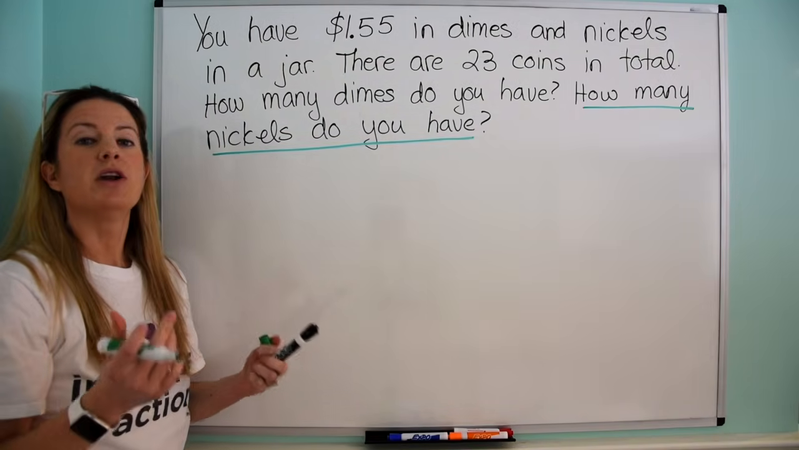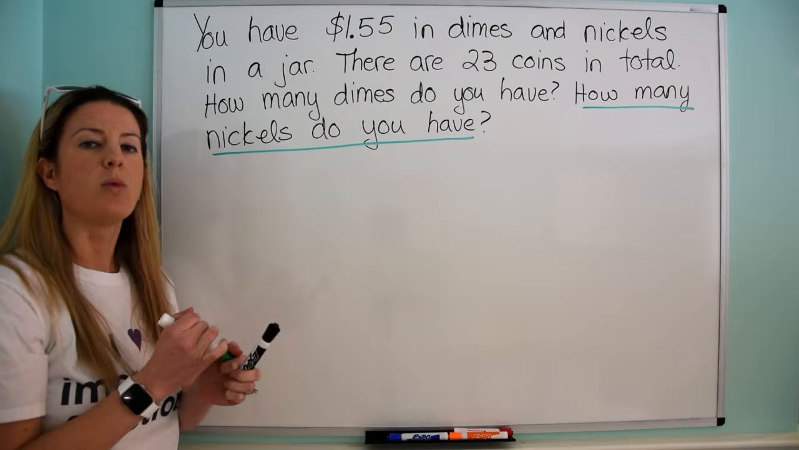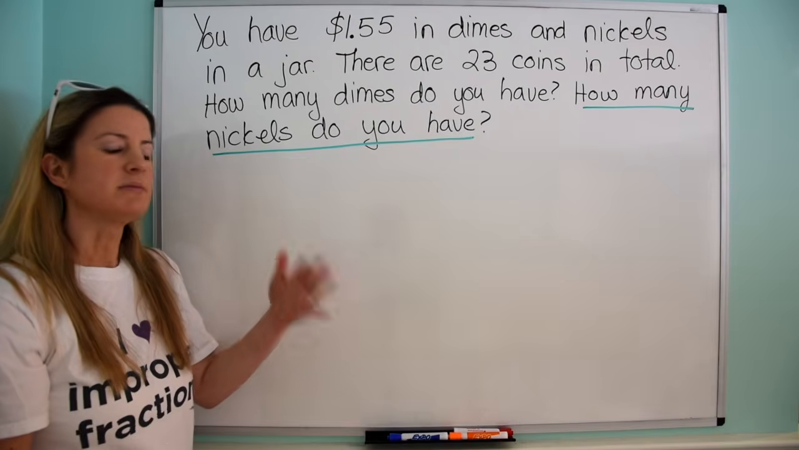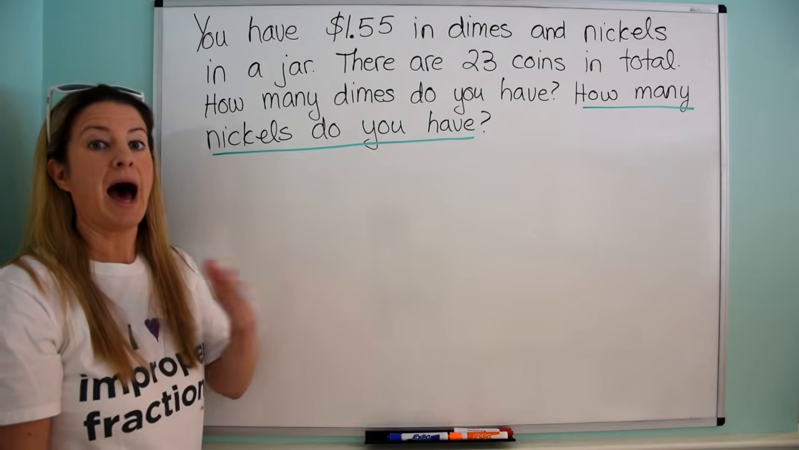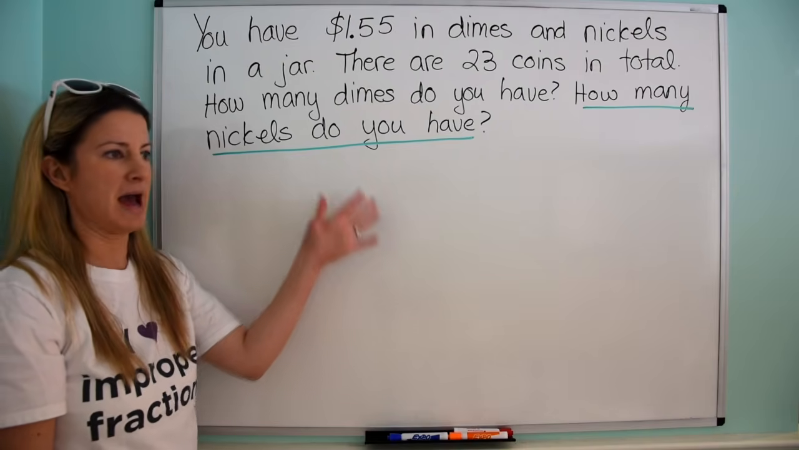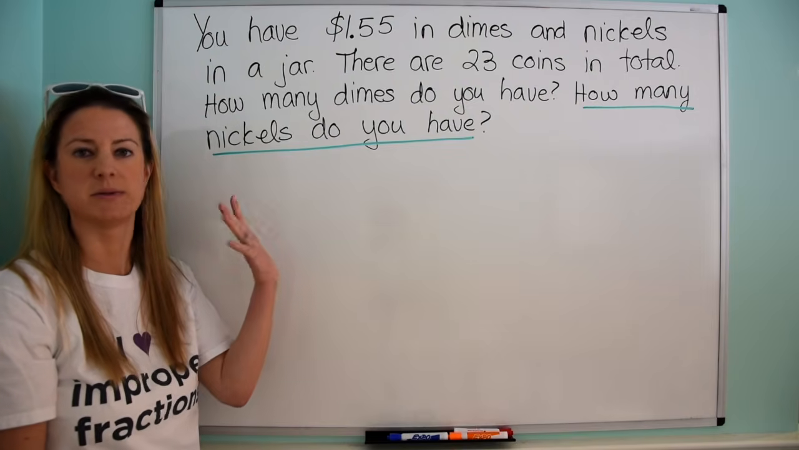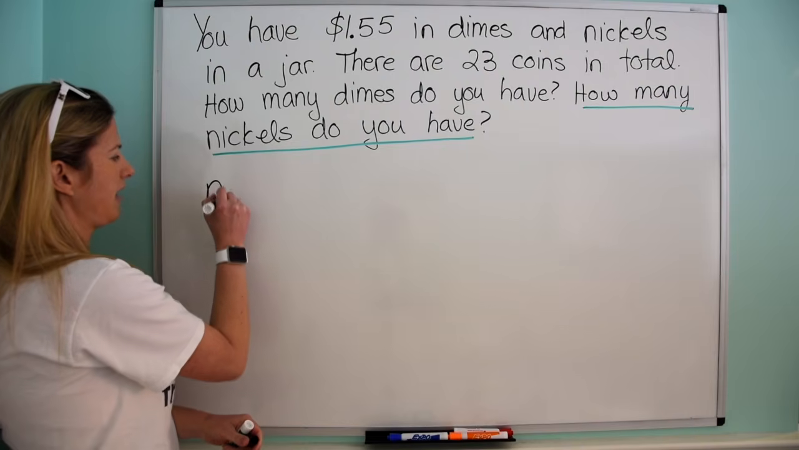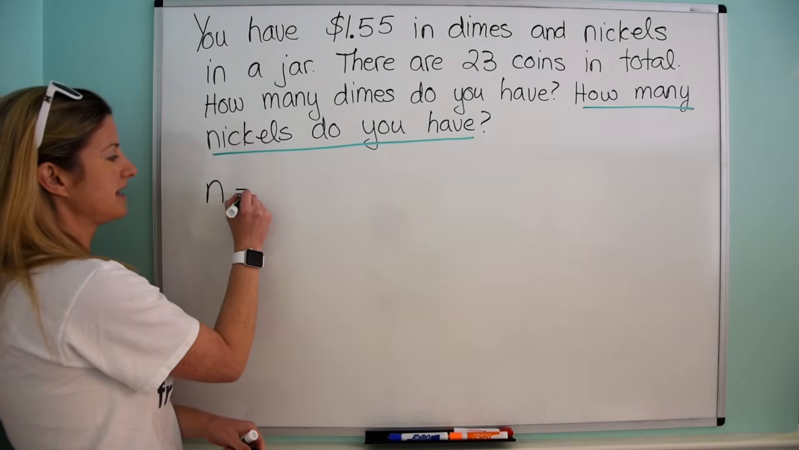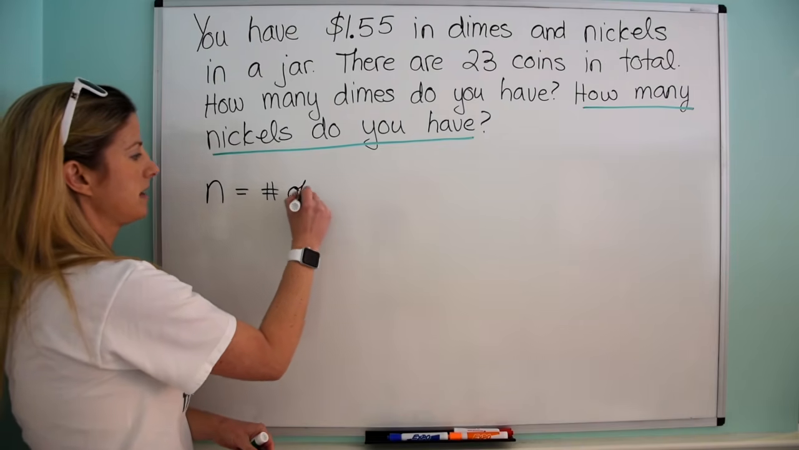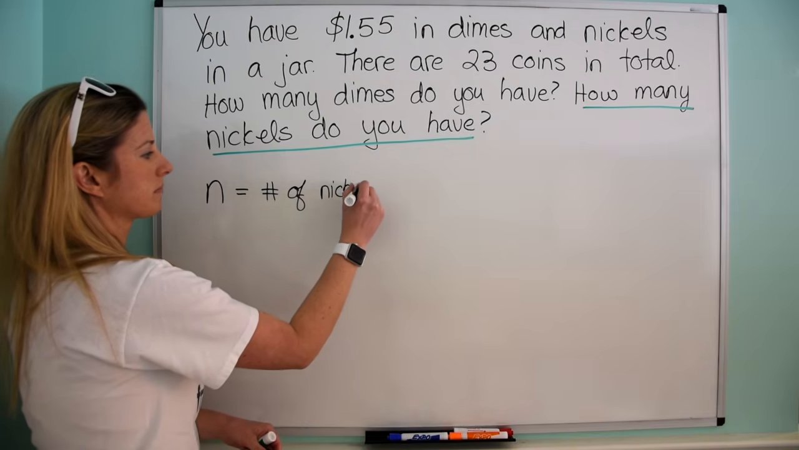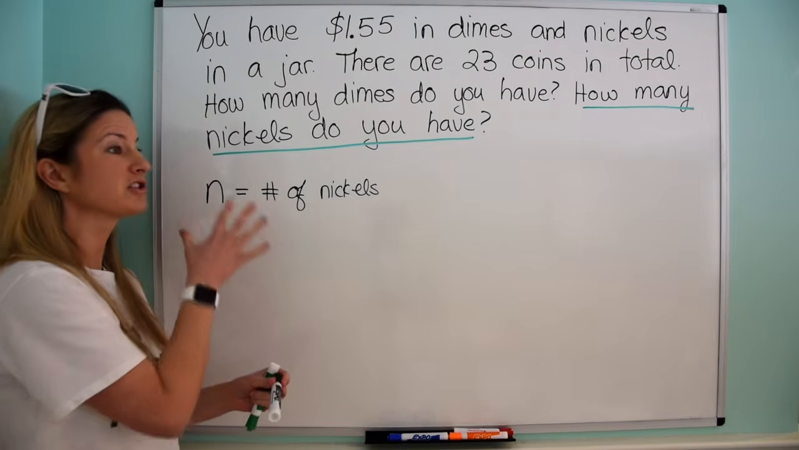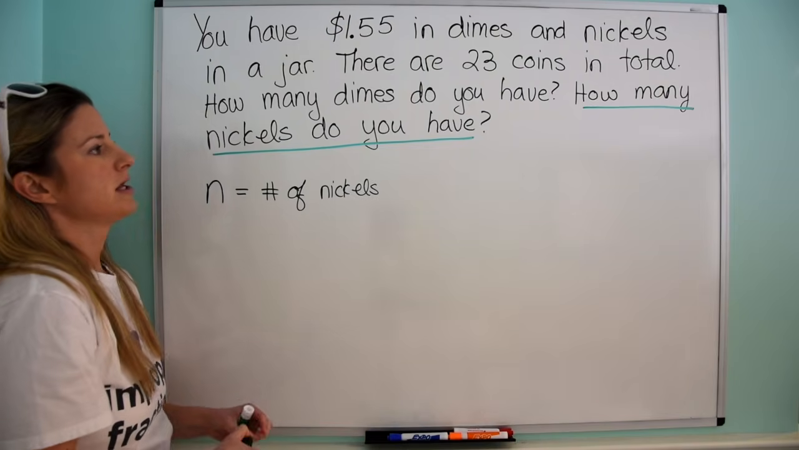Well, if you want to know how many nickels you have, you know one of your variables is going to be number of nickels. Now, some students like to use X and Y all the time. I personally like my variable to kind of match with what I'm solving for because for me, it helps me to remember it better as I'm working through the problem. So I'm going to use the variable N, and I'm going to say that N equals number of nickels. Okay? N equals number of nickels. And yes, don't do this in your head. Actually write it out, okay?